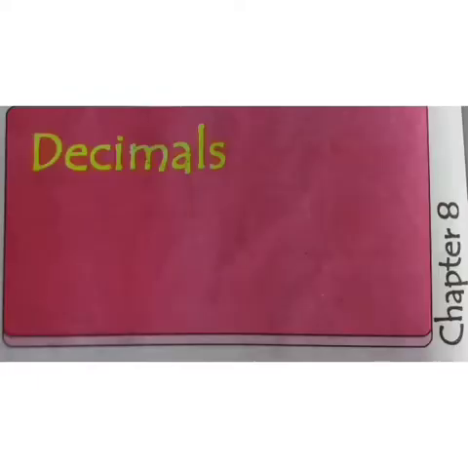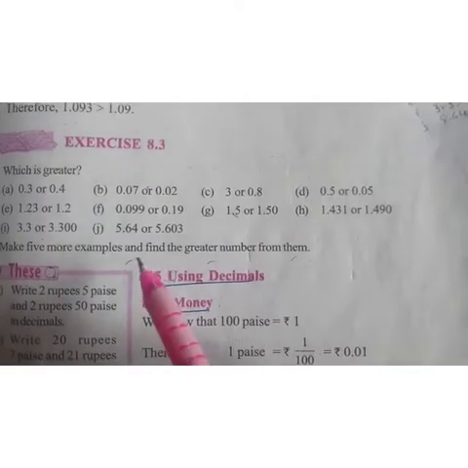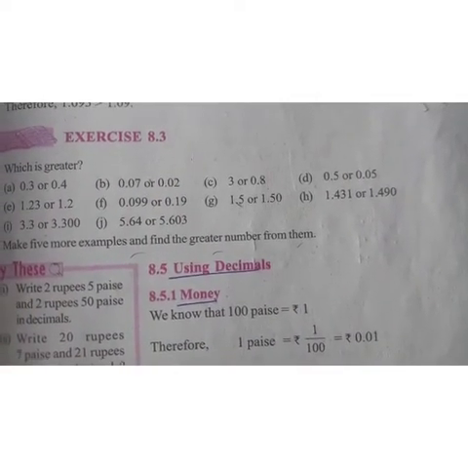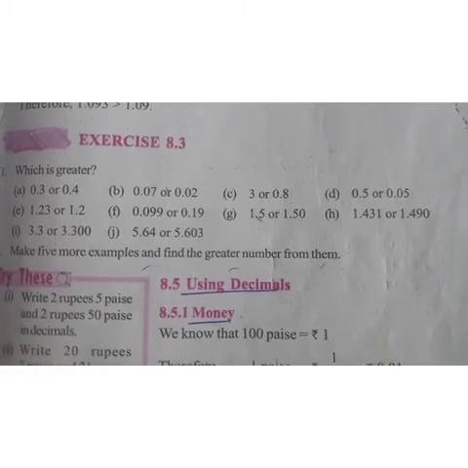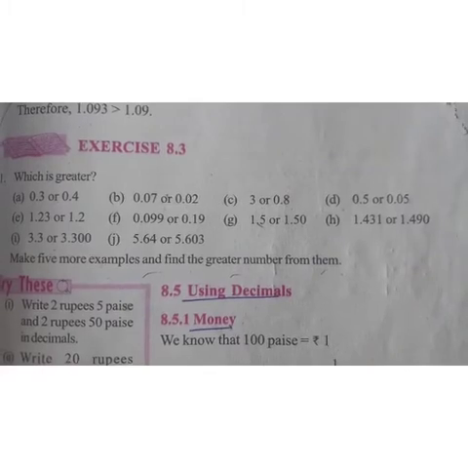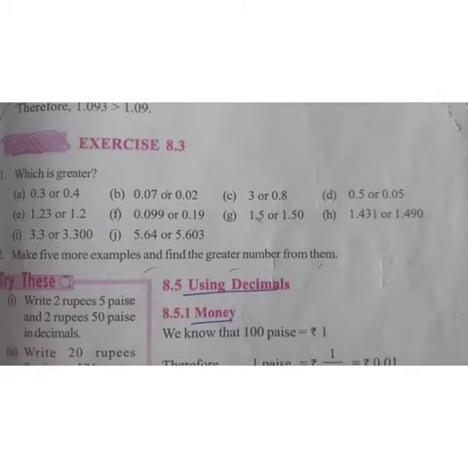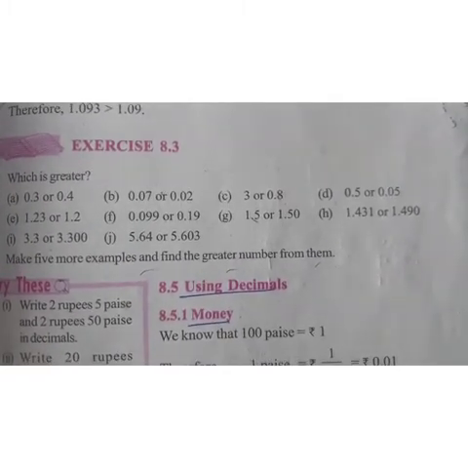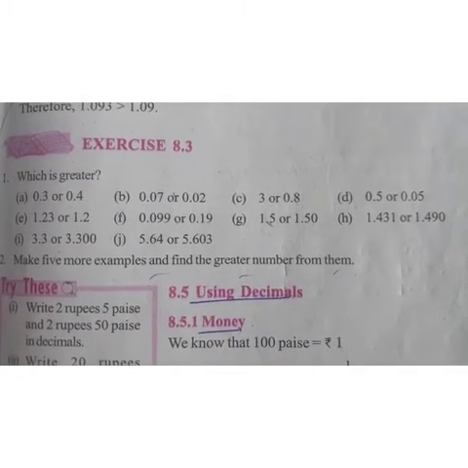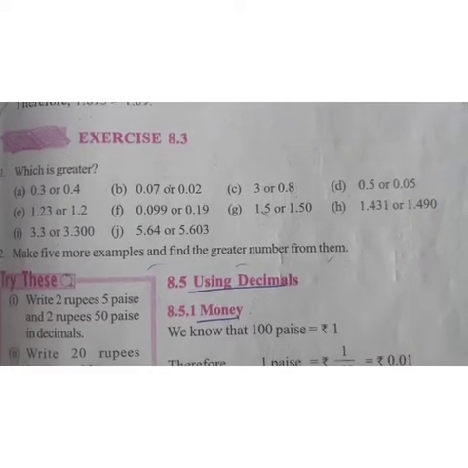So children, let us continue with chapter 8, decimals. Let us continue with the exercise. Students, today we will be starting with exercise 8.3, where we have to find which number is greatest. We have already studied how to find the smaller and greater number, ascending, descending, isn't it? But in decimals we have not done. So children, today let us study how to find which decimal number is greater or smaller.